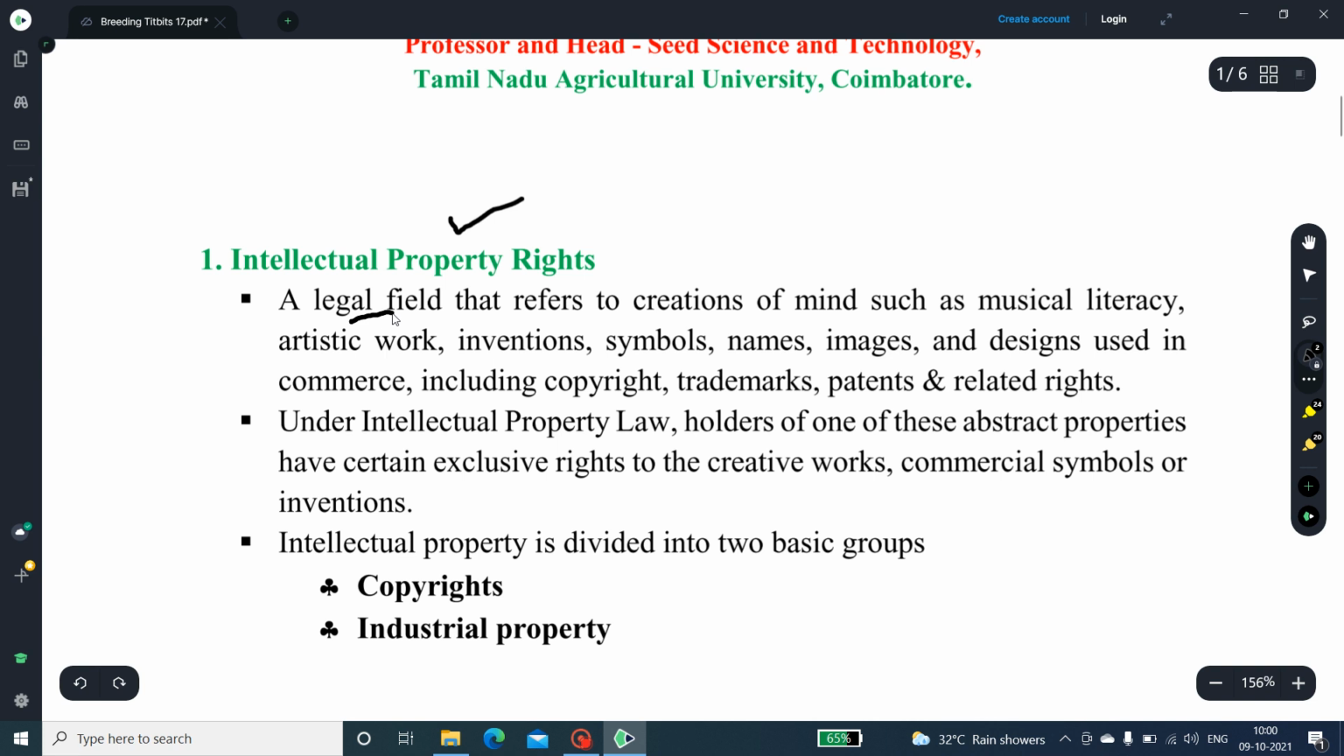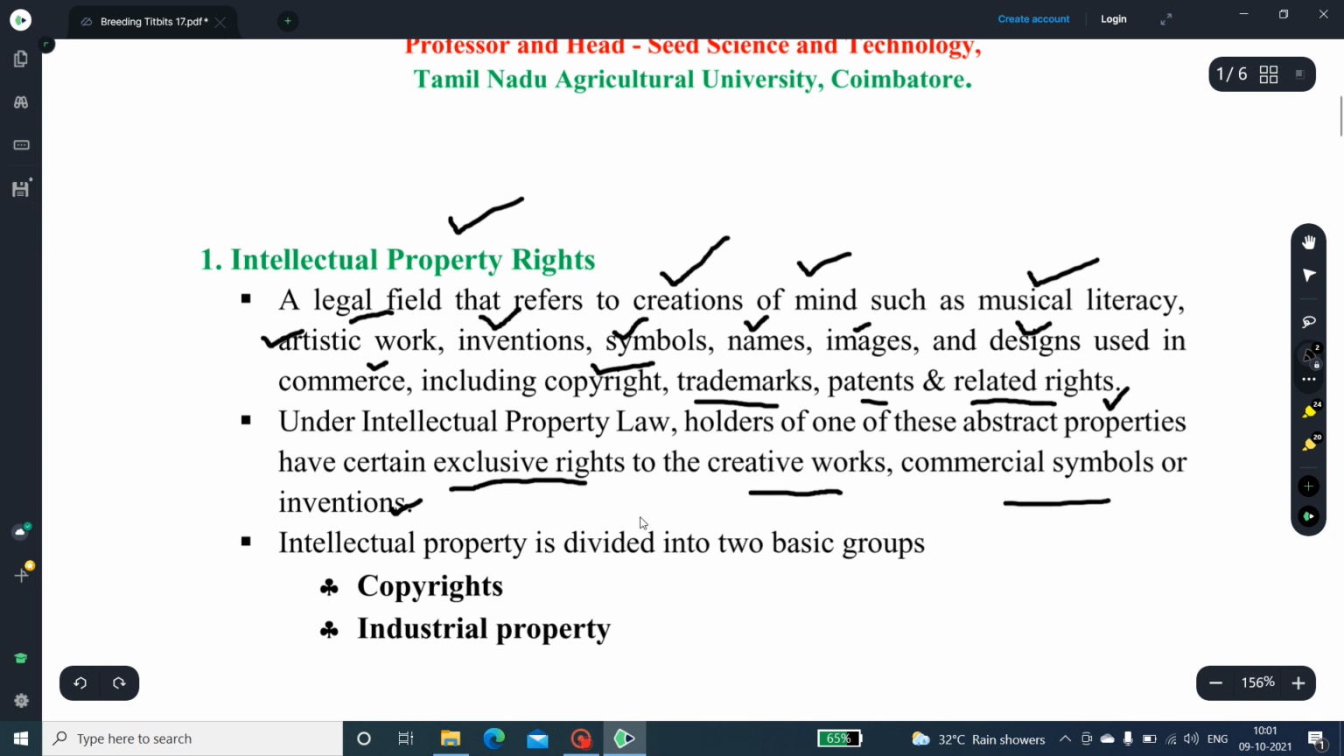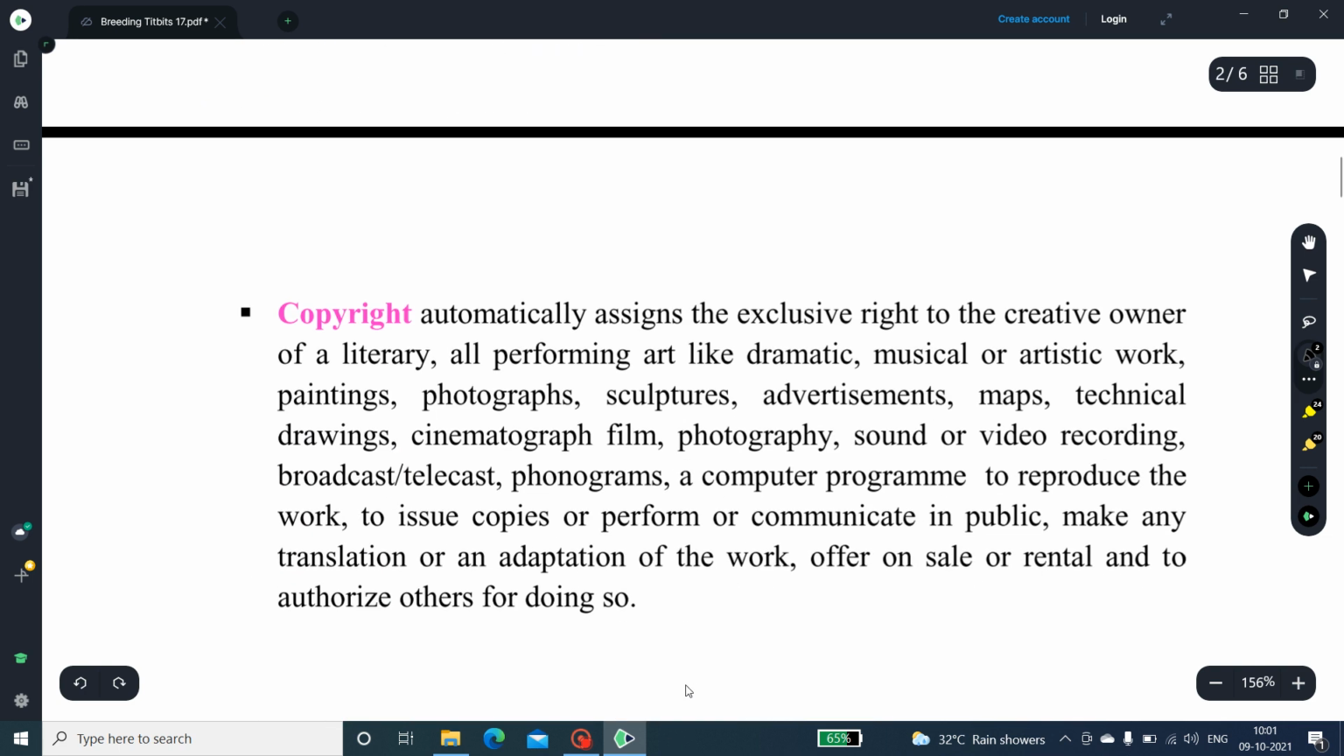It is a legal field that refers to creations of the mind such as musical, literary, and artistic works, inventions, symbols, names, images, and designs used in commerce, including copyright, trademark, patents, and related rights. Under IPR law, the holders of these abstract properties have certain exclusive rights to the creative work, commercial symbols, or inventions. IP is divided into two basic groups. The first one is copyrights and the second one is industrial property. Let us now discuss copyright.